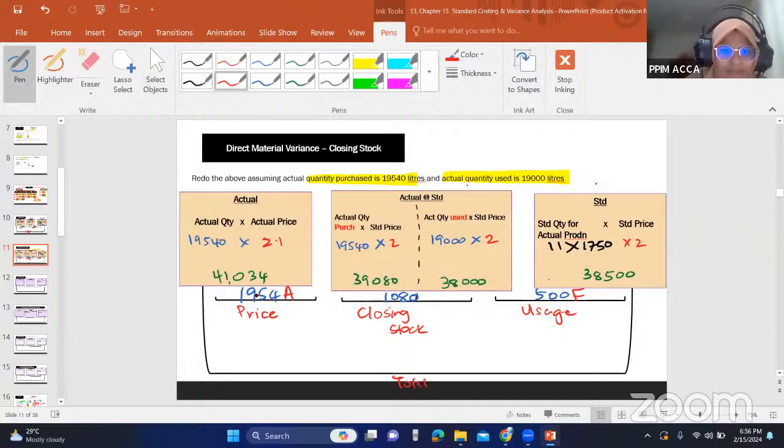Okay, so that will be again 1954 adverse, but here it's 1954 adverse and 500 favorable. So the adverse variance is only bigger. So the total variance will be adverse, but actually it's going to be 1954 minus 500 because one is adverse, one is favorable now. So that will be 1954 minus 500, which is 1454.